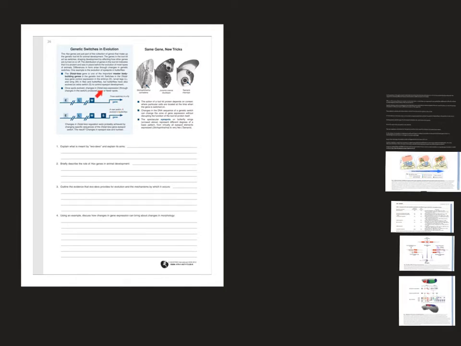So by changing the switch, you can change how much that particular gene is expressed over time. The more you have, the more you express it, the more you change the number of eye spots or the size of the eye spot on the butterfly wings.